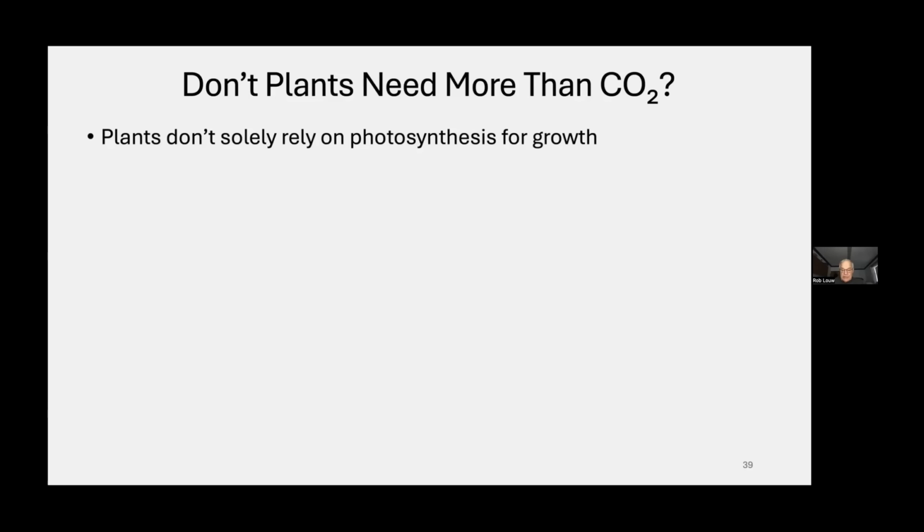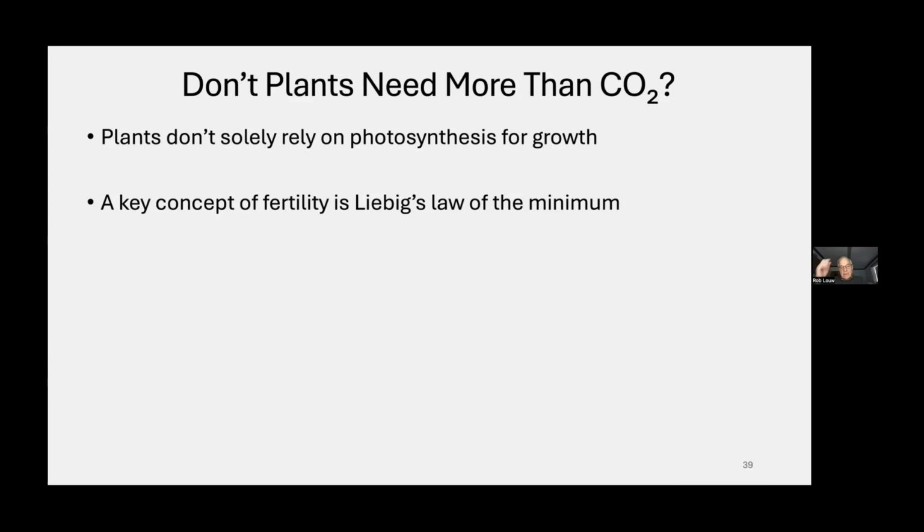I did mention that there was actually an optimum level, but before you even get there, you can't just give your plant lots of carbon dioxide because it doesn't depend on that only. It's a key driver of the photosynthetic process, but in order to maximize the benefits of more carbon dioxide, you've got to add other nutrients to the plant. And the key concept of fertility is Liebig's law of the minimum.